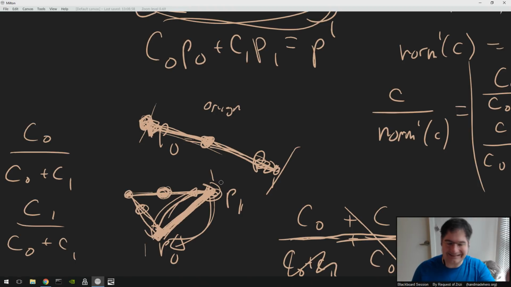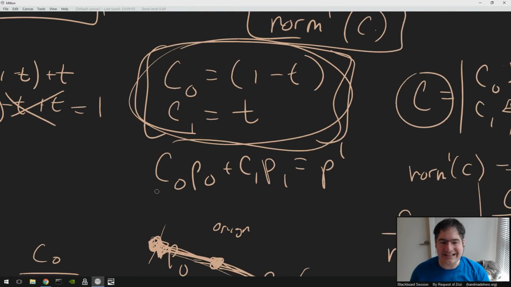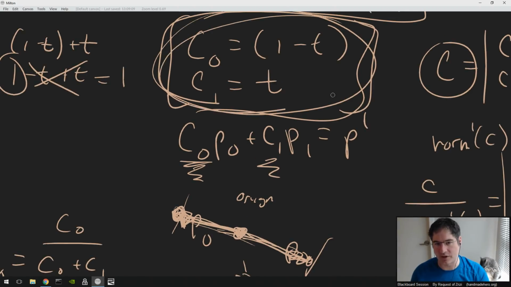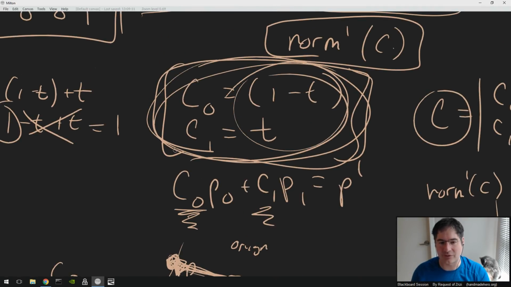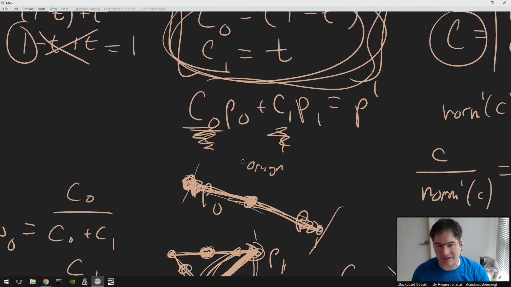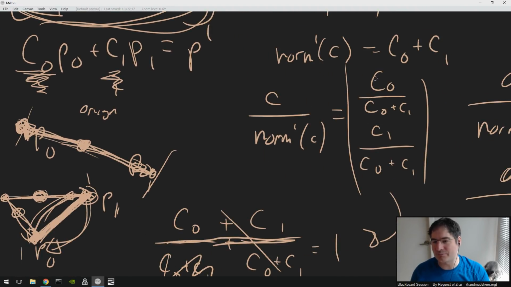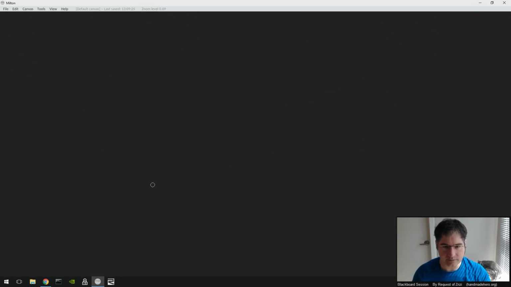I can't get inside, I can't get outside, specifically because I have constrained these 2 values to always sum to 1. And that is the constraint of the 1 norm. This is the simplified version of the equation, but I can just use this equation where I put in any 2 values I want, and then I normalize them by their sum, okay? All right.